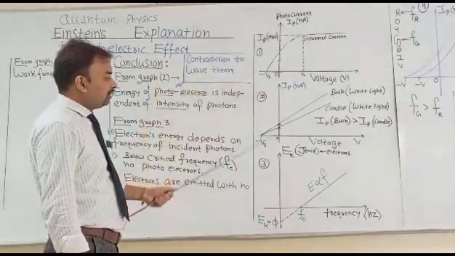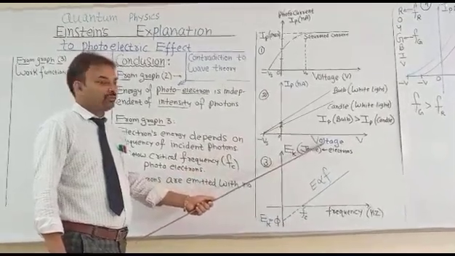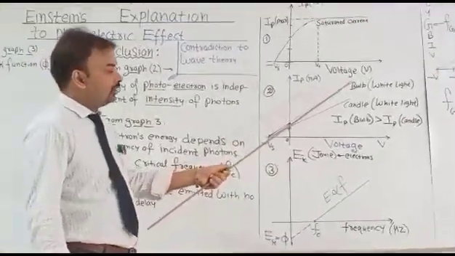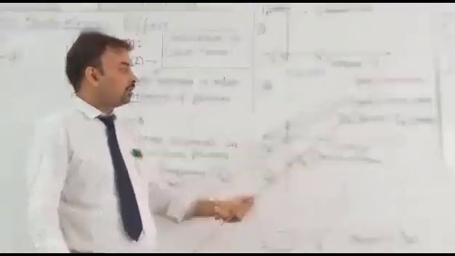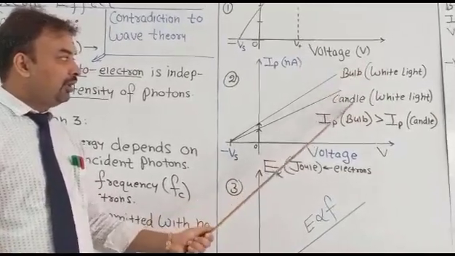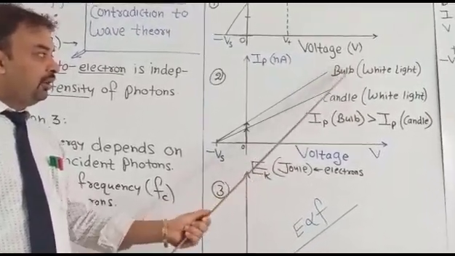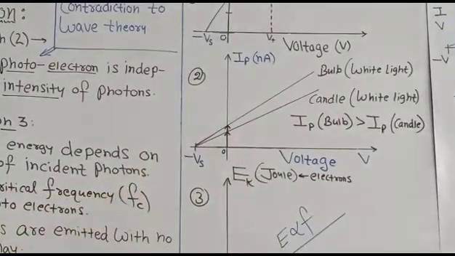Now if we go to the second graph, it is again a photocurrent versus voltage graph, but I took two sources. One is the bulb, which produces white light. The bulb is a source of white light, and a candle is also a source of white light. So if we compare the bulb with the candle, what kind of graph do we get for the photoelectric effect?